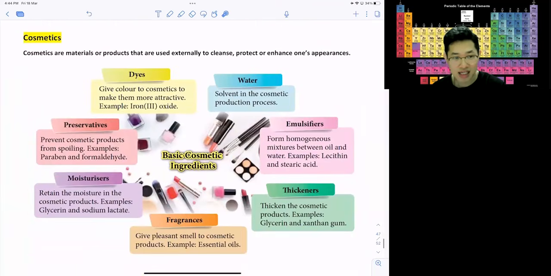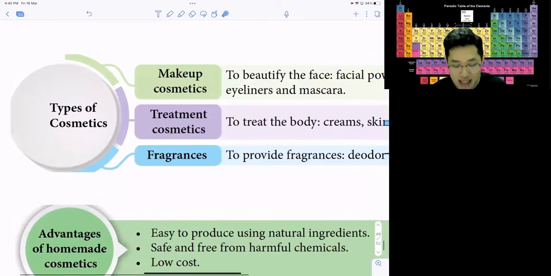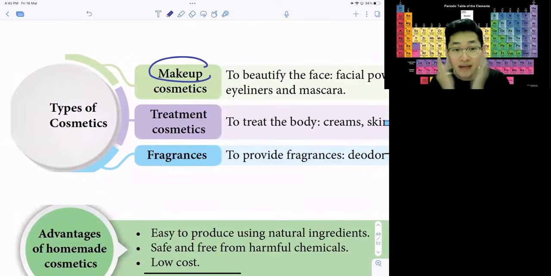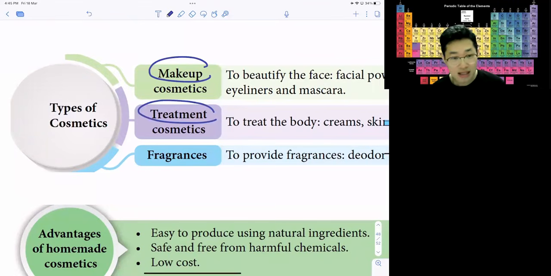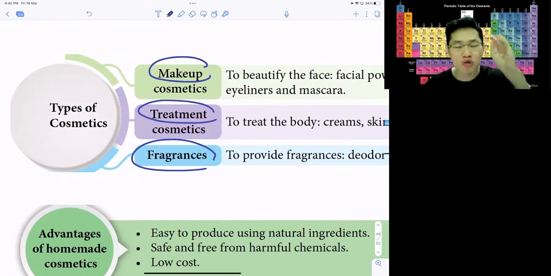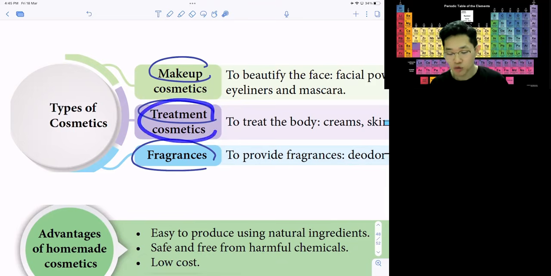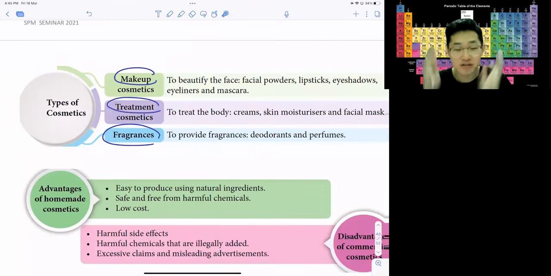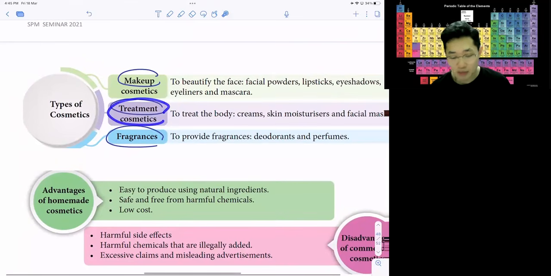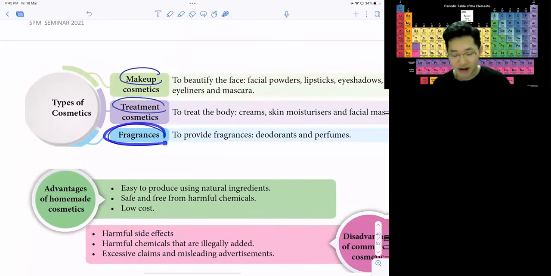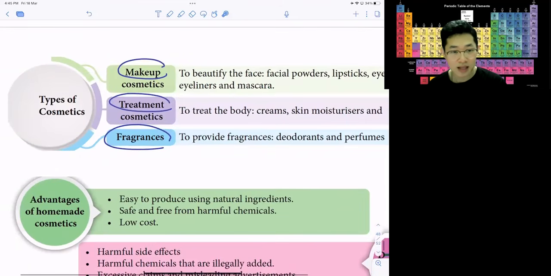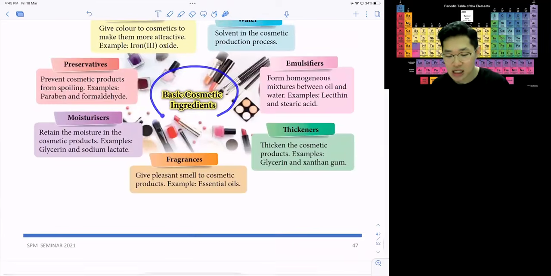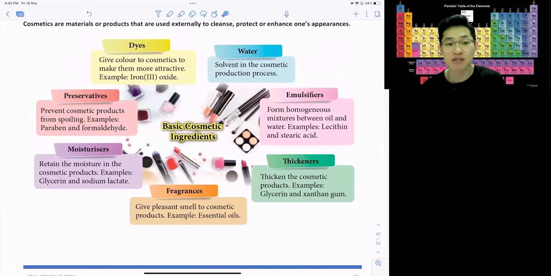Last, cosmetic. Please remember, there are 3 types of cosmetic: for makeup, for treatment, and fragrance. It is like before you go out, after you take a bath, you put moisturizer, this and that treatment. And then you put makeup, and then fragrance, your perfume. So these 3 types: makeup, treatment, fragrance.